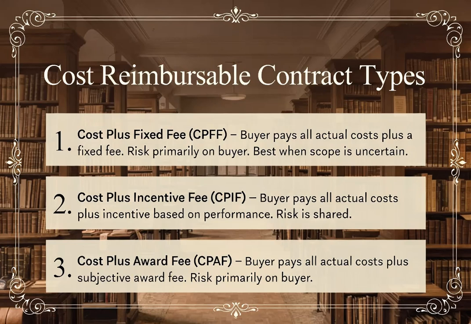Cost plus incentive fee contract, or CPIF. The buyer pays all actual costs plus an incentive fee based on performance. Risk is shared between buyer and seller. Best used when the buyer wants to motivate the seller to control costs and meet performance goals.